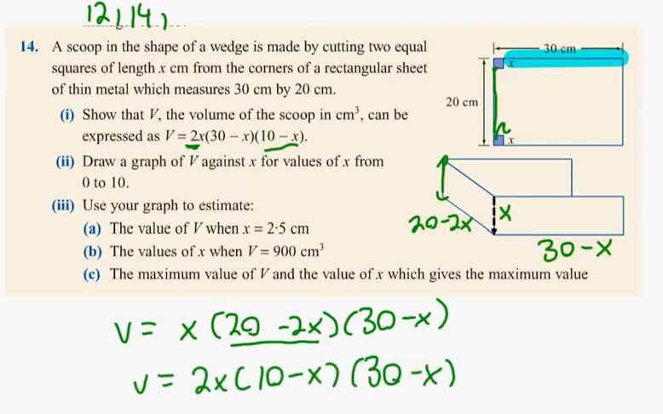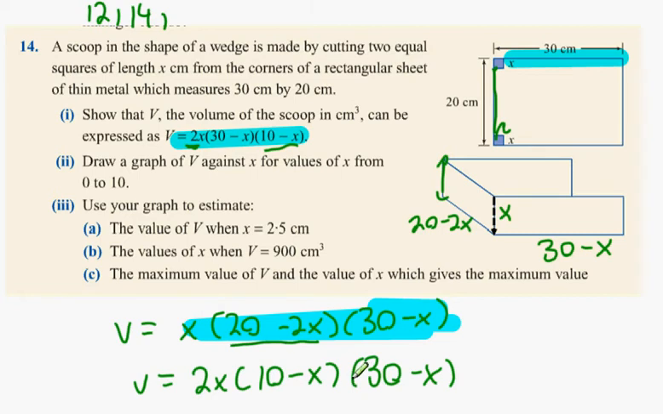Another option you could do is you could multiply that out, then you could multiply that out, and you could show that they're actually the same thing. Does that make sense? If you didn't see that, you could just multiply them both out and show they're the same. Draw a graph of v against x for values from 0 to 10.